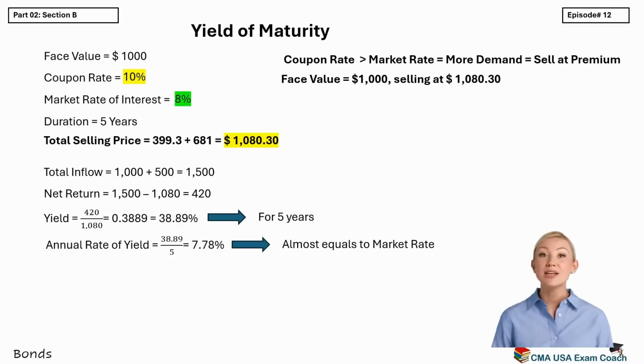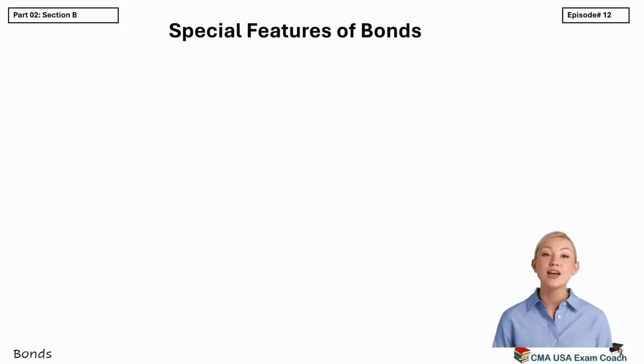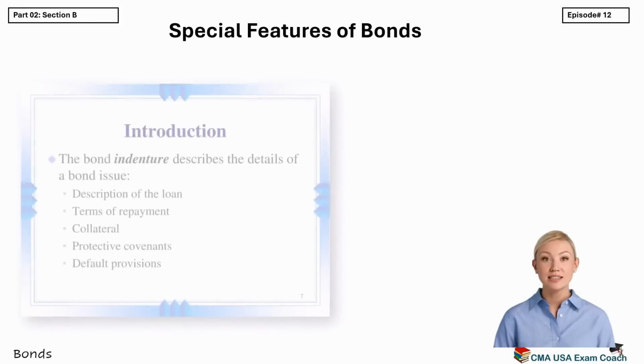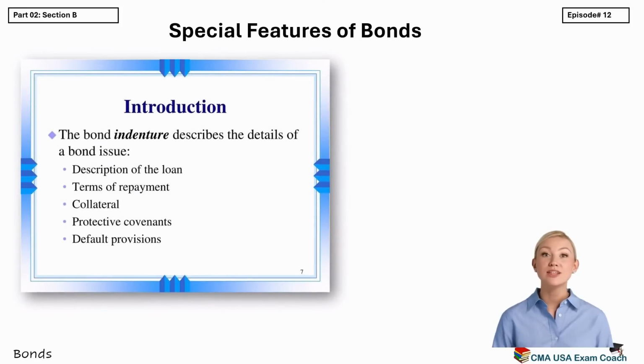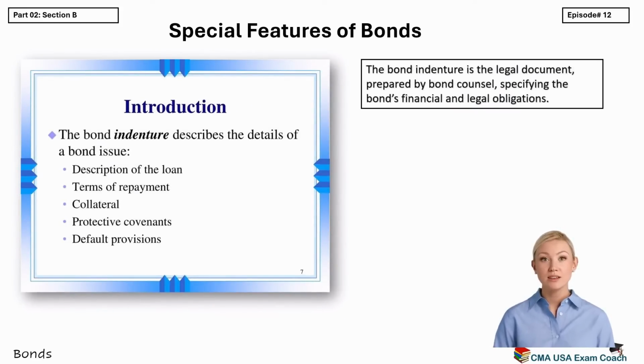We'll understand some special features of bonds, important concepts you need to know for both exam and real-world finance. Let's begin with the term bond indenture. The bond indenture is the legal contract or formal agreement between the bond issuer, usually a corporation or government, and the bondholders, the investors. It spells out all the critical terms of the bond, including the principal amount or face value, the interest rate or coupon rate, the payment schedule, maturity date, and other obligations of the issuer. In short, this document is like the rulebook of the bond.